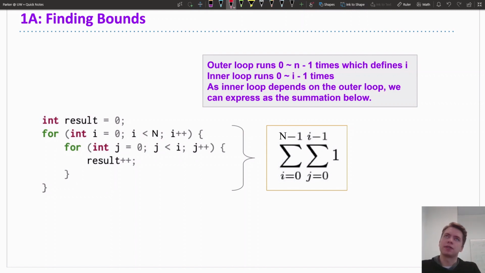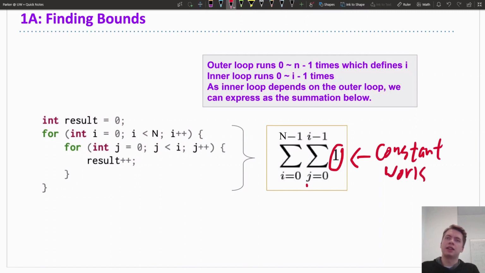Let's break the summation apart. This inner term is the constant amount of work we do for every iteration of the inner loop. This inner sigma or summation is the inner loop. It's like saying, for an instance of an inner loop, how many times do we loop? Well, we go from j equals 0 to j equals i minus 1. And we do this constant amount of work for every iteration of this inner loop.